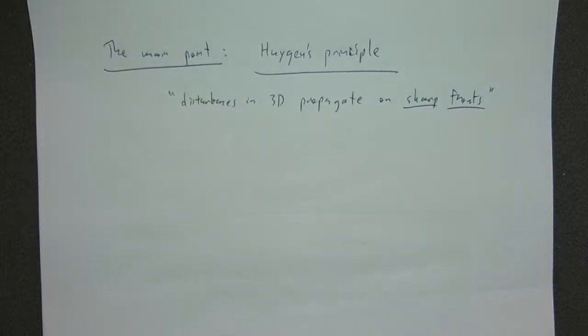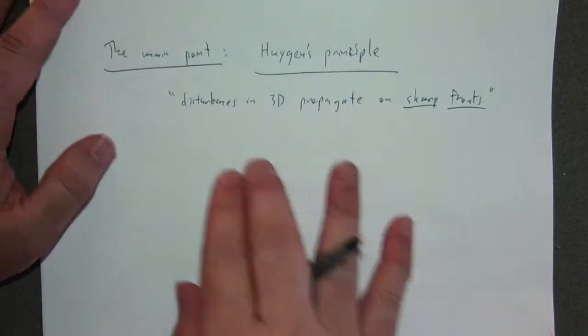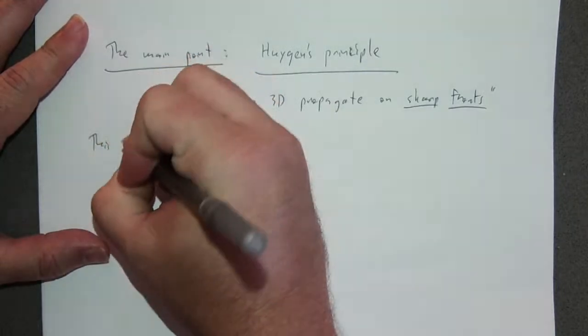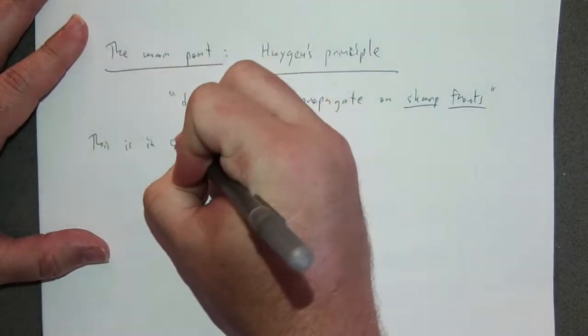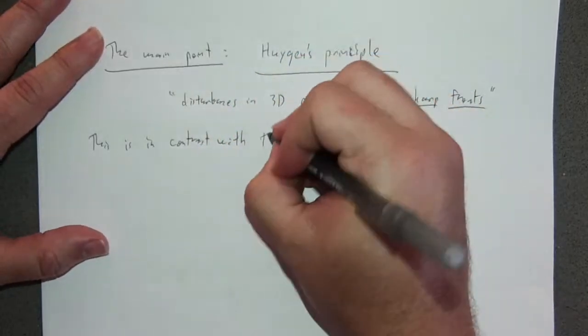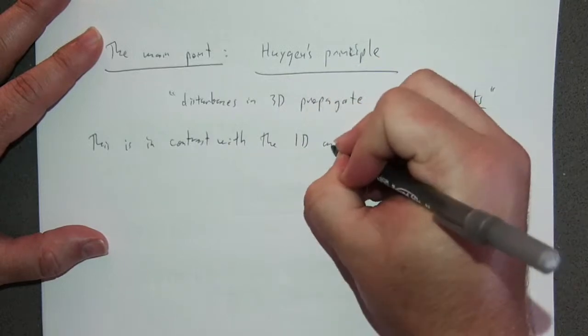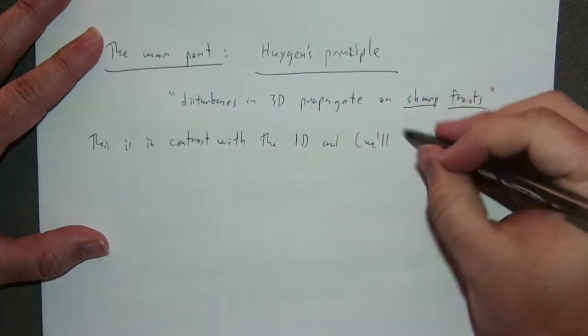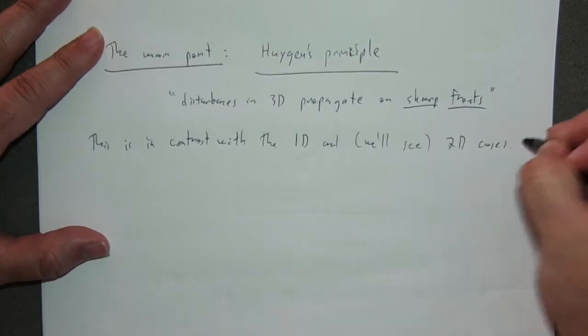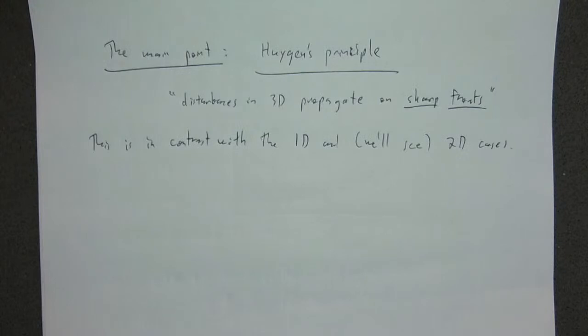So what occurs here that is distinct from the 1D, and we're going to see the 2D case as well. So this is in contrast with the 1D, and we'll see, we haven't actually done 2D yet, right? 2D cases. So what do I mean this propagates on sharp fronts?